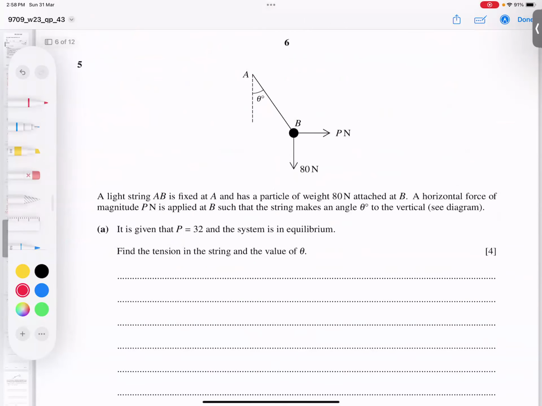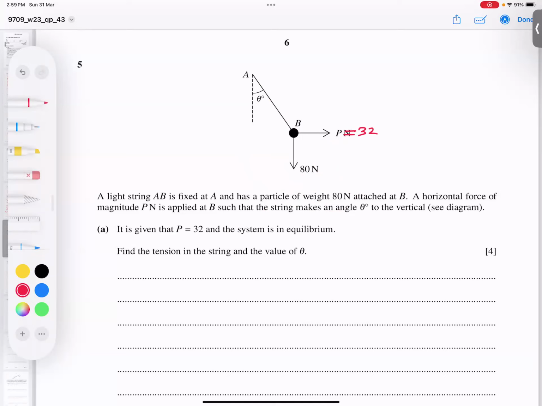Question number 5. He said it's a light string AB, fixed at point A. You can see clearly the weight of that is 80, and a horizontal force P. So if one person is pulling here, and the string makes an angle theta with a vertical line. If P is 32, so we will assume first P equals 32. The system is in equilibrium. Equilibrium means net effect equal to 0.